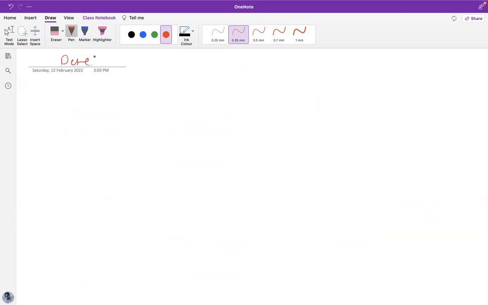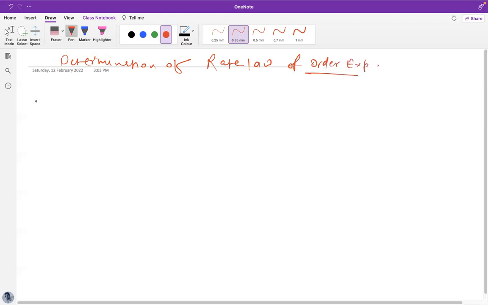Determination of rate law and order experimentally. This is a very important concept. Suppose they will give you a table of experiments. Here the concentration of A, here the concentration of B, and here you have the rate. Suppose we have 3 experiments: 1, 2, and 3.